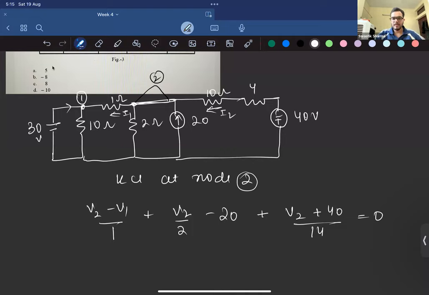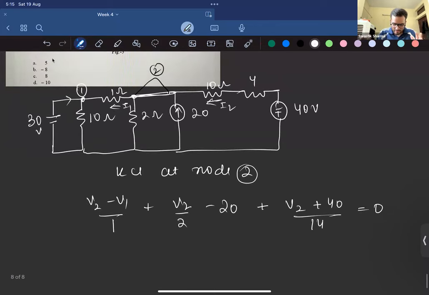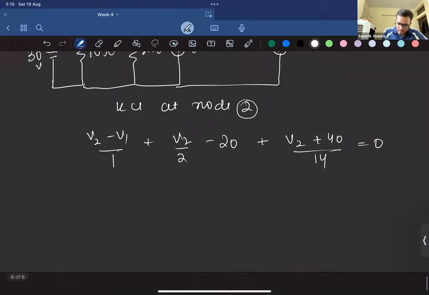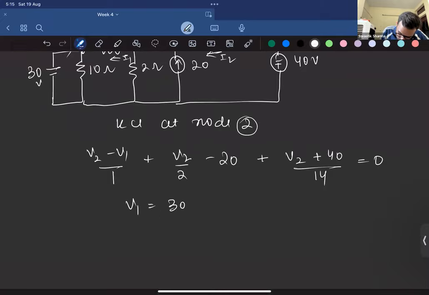Am I missing something? You can tell me, I can also make mistakes. I haven't solved all of them, I just went through them. So I'm solving it with you, side by side, so that wherever I make mistakes you can tell me, and where you are making mistakes or have doubts, I can tell you. So is this the correct KCL that I have written? I hope it's correct. Now we know V1 is what? 30 volts?